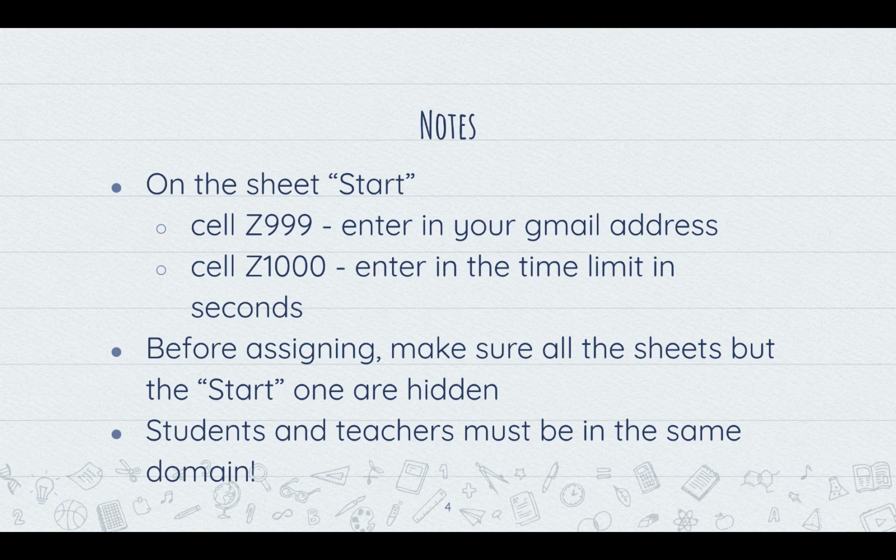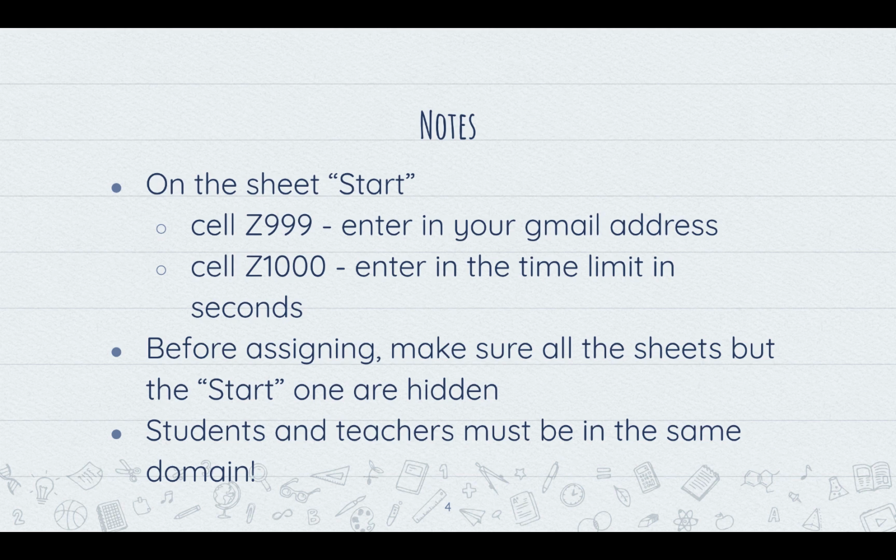A few notes. With this setup, you need to head to the start sheet and change those two cells, especially your Gmail address, because that way if you accidentally activate the script, it will see it's you and won't run. Otherwise, it's hiding sheets and it gets very annoying. Also, make sure that all the sheets are hidden except for the start one. And very importantly, you won't find this out until it fails miserably.